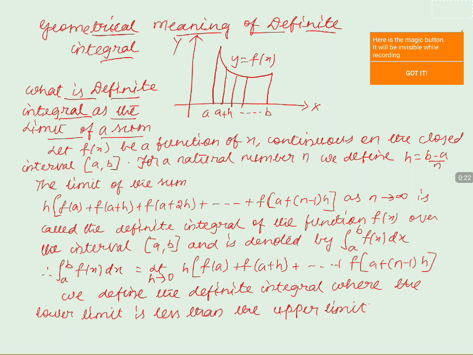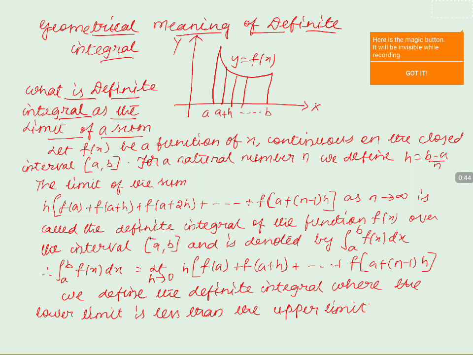Now the closed interval a to b is divided into n intervals such that the very first one is a, a plus h, while the second one is a plus h, a plus 2h, while the third one is a plus 2h, a plus 3h, and so on. The last one is a plus nh, b. B is the upper limit while a is known as the lower limit.